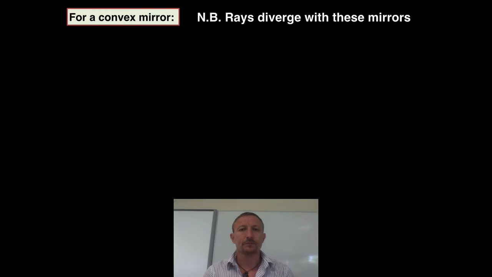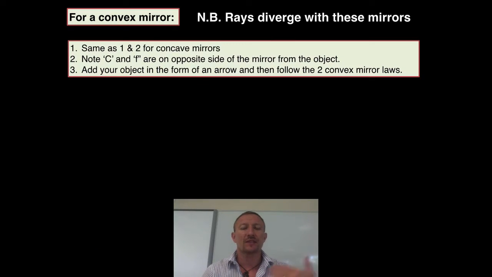So what happens with a convex mirror? Now, a convex mirror is basically one that causes the rays to diverge, i.e. they get further apart. The result of this is always going to be a virtual image, because the image is going to be formed behind the mirror, so it doesn't exist, hence it's virtual. Okay, so they diverge. So we do the same sort of thing as we did for concave mirrors. We put in our principal axis, our mirror, our focal point, and our object.